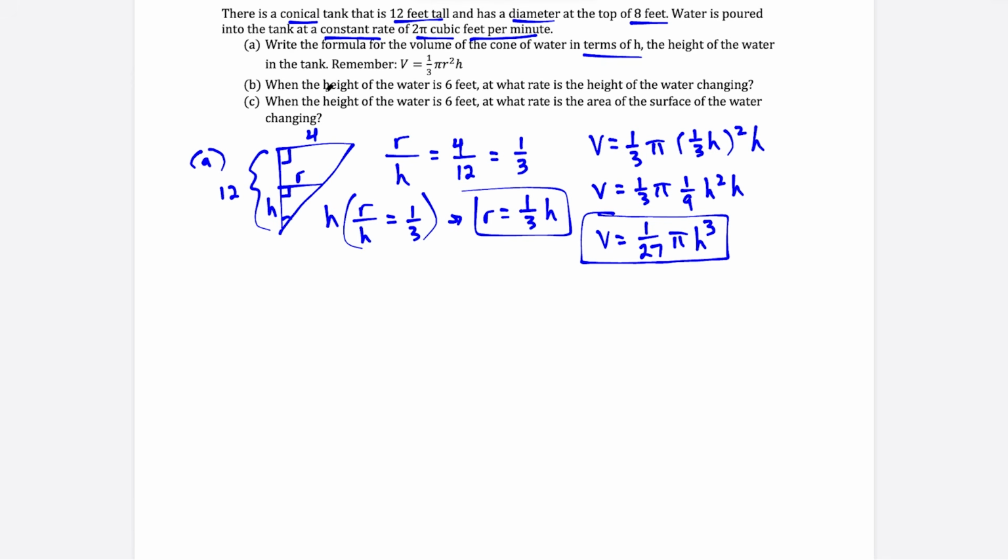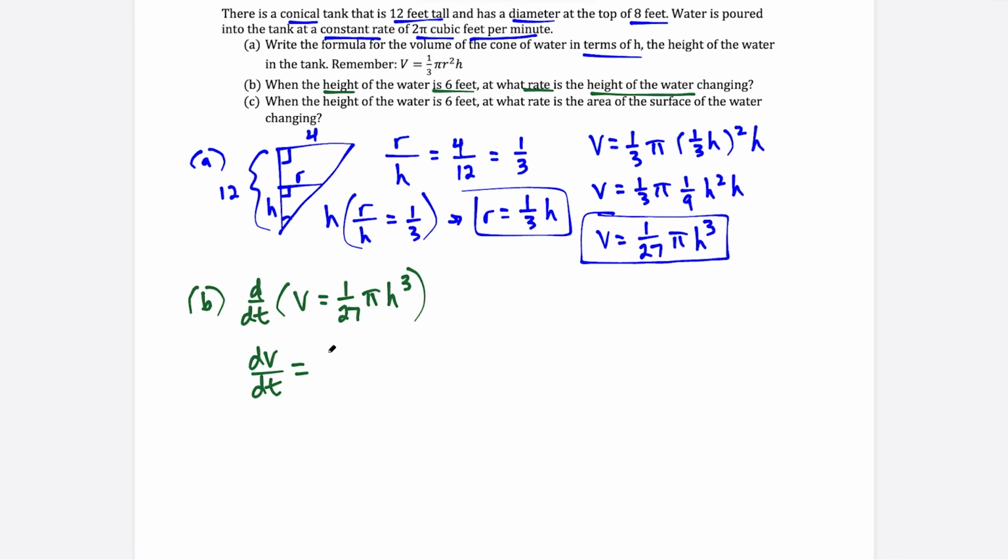For part B, we have when the height of the water is 6 feet, at what rate is the height of the water changing? So for this part here, first we're going to take the derivative with respect to time of the equation we found in part A. So we're taking the derivative of v equals 1 over 27 pi times h to the third. And on the left side here, the derivative of volume, we're going to say dv over dt, since we're taking the derivative with respect to time.